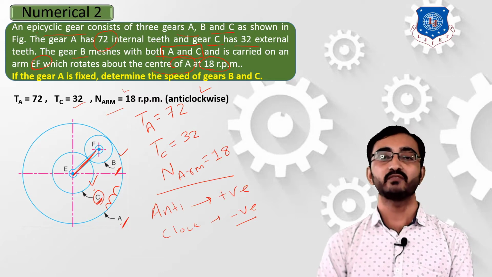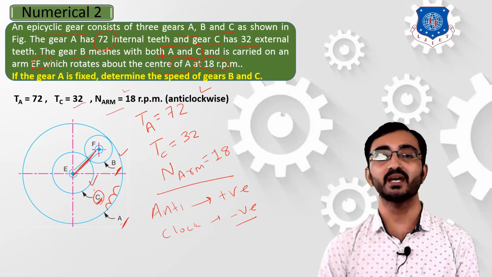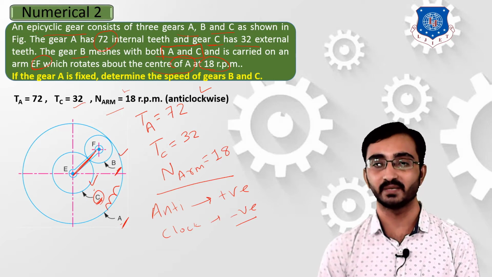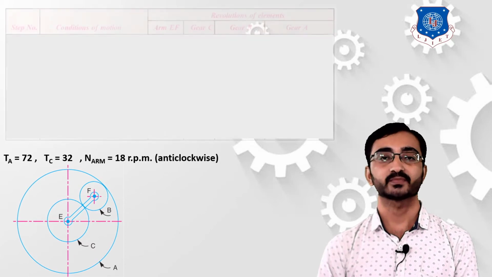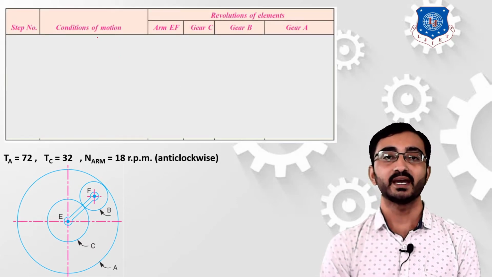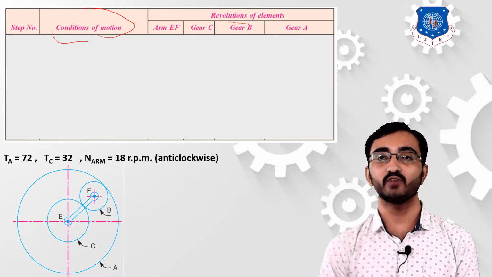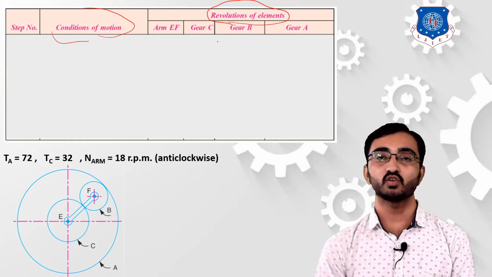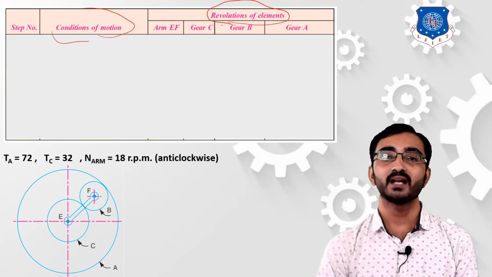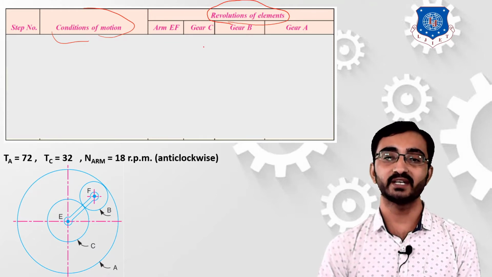Okay, so in that case we have to draw one table which contains the condition of motion and revolution of each and every element. Okay, so let's draw one table for this assembly. So in this case, the first column contains the condition of motion and the second column contains the revolution, or we can say the RPM, of each and every element. Okay, now over here we have to make a list of RPM of all the elements. So let's first list out each and every element.